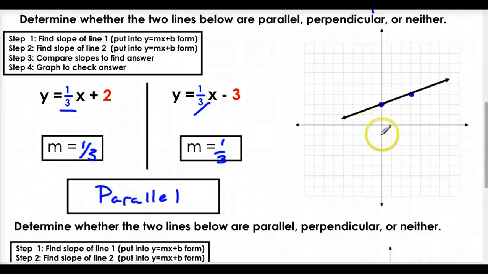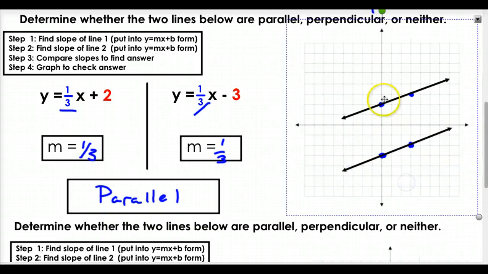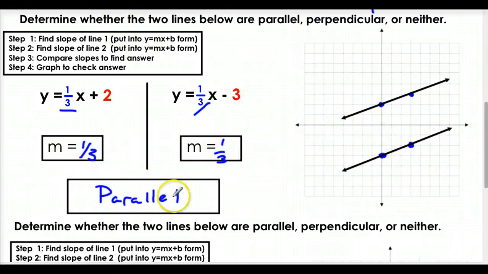The next one starts at negative 3, so 1, 2, 3, negative 3 over here. And once again, it goes up 1 over 3. Done. And let's graph this guy. If you look at these two lines, sure enough, they do look parallel. And so it confirms what we thought. If they have the same slope, they are parallel.